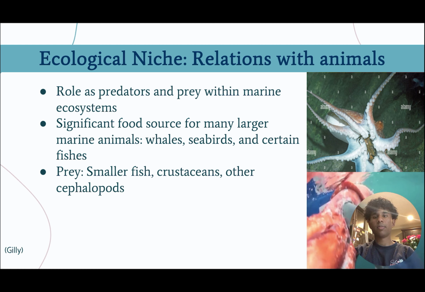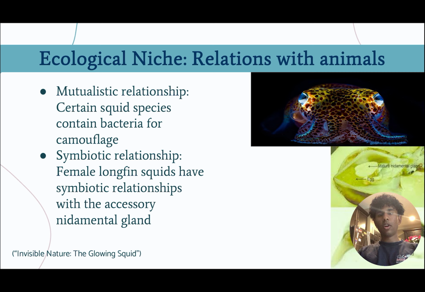Relations with animals. They have a role as predators and prey within marine ecosystems. Their role as consumers allows them to regulate prey populations while also being an important food source for other larger marine animals. If squid populations are healthy, the predators will also have an ample food source, which in turn contributes to the marine ecosystem's overall health improving. Squids occupy a large range of trophic positions and also exploit a large range of trophic resources. Squids are known to have mutualistic and symbiotic relationships with other animals.